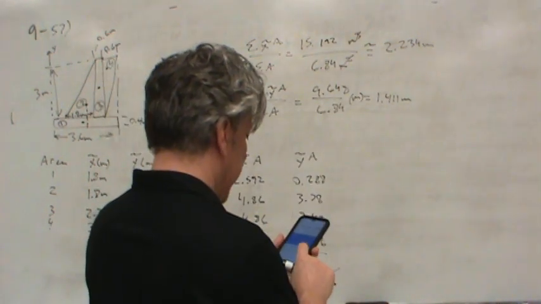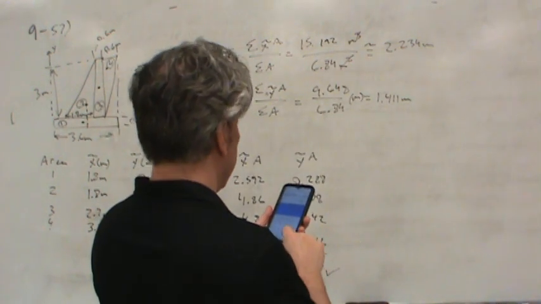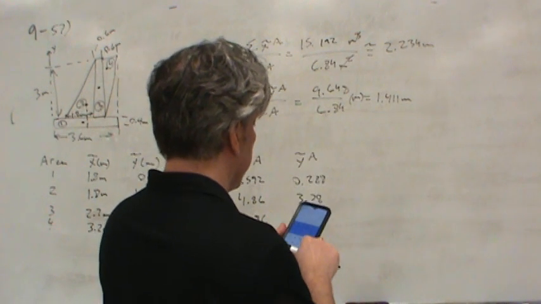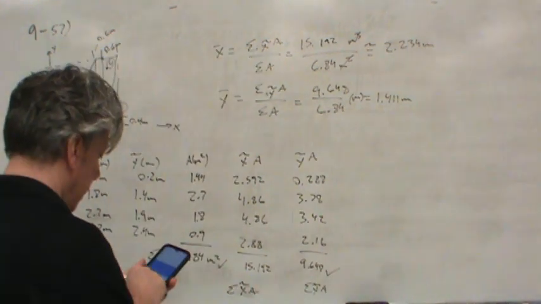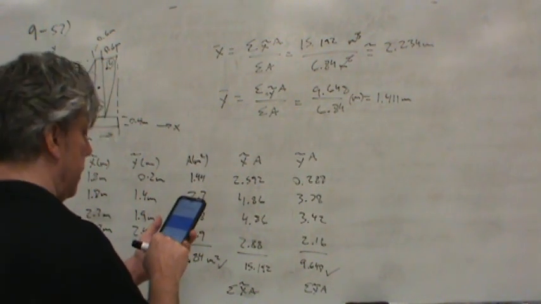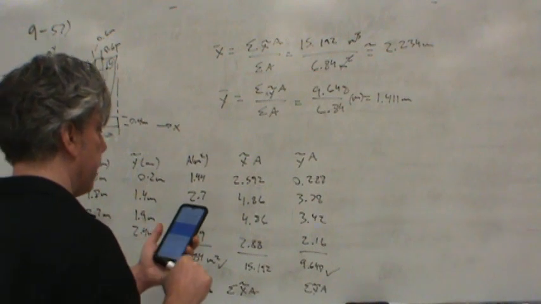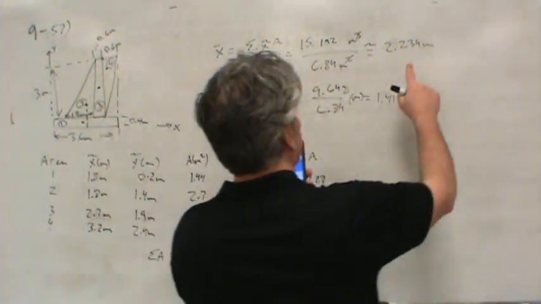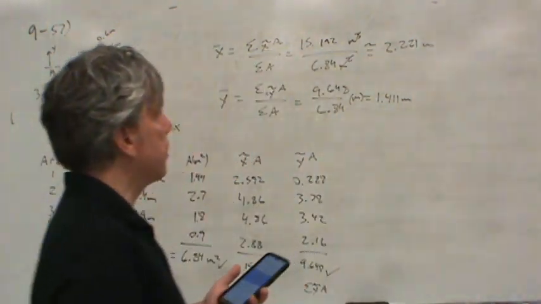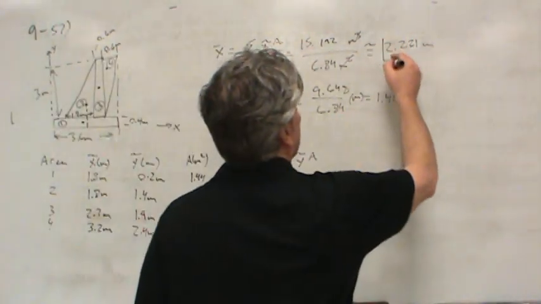And then that is divided by 6.84. Well, let's make sure this calculator is working like I expect. 15.192 divided by 6.84. So I should have gotten 2.221 meters. But there's the location of the centroid.